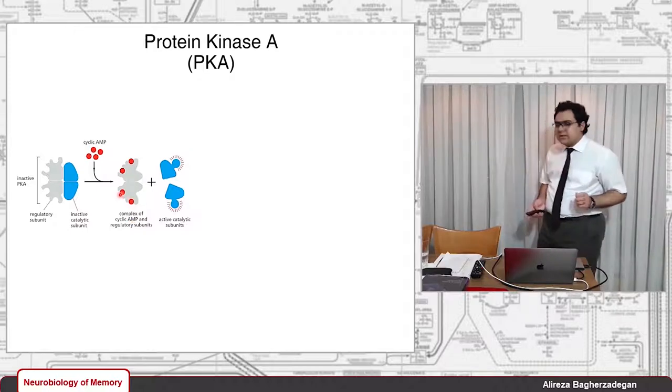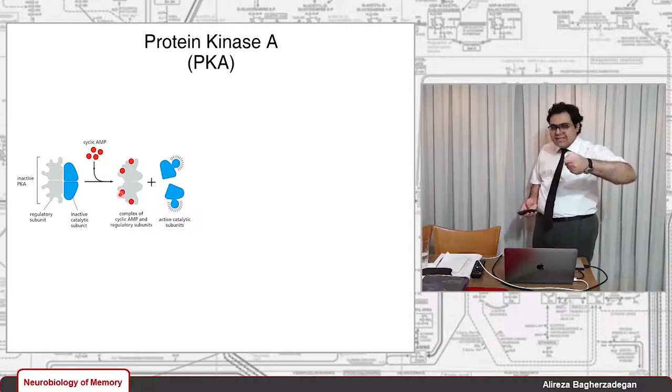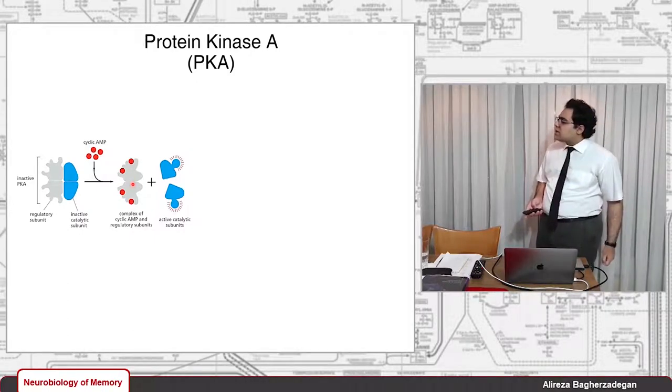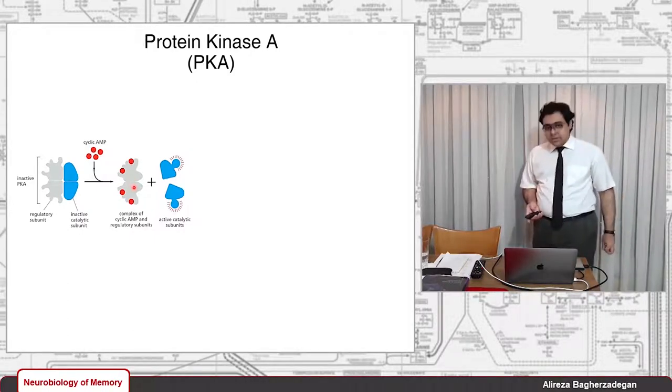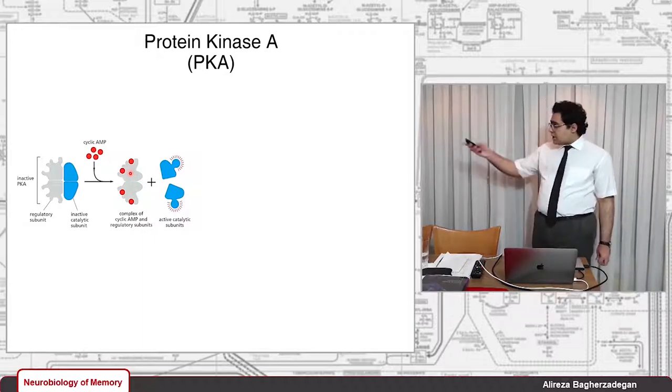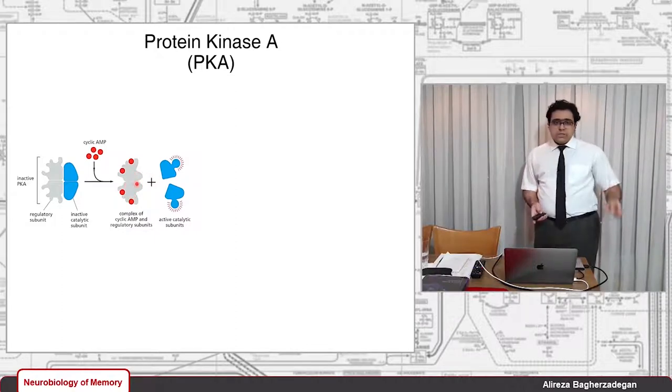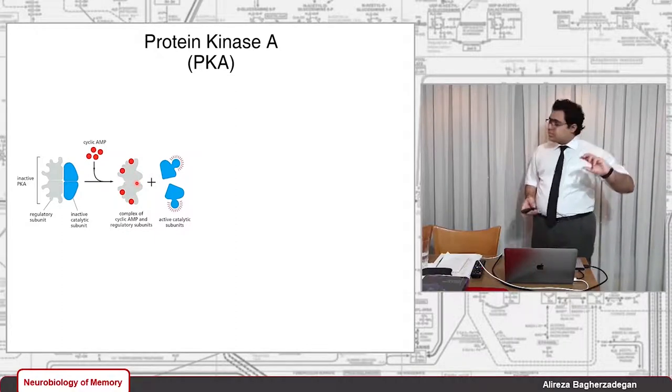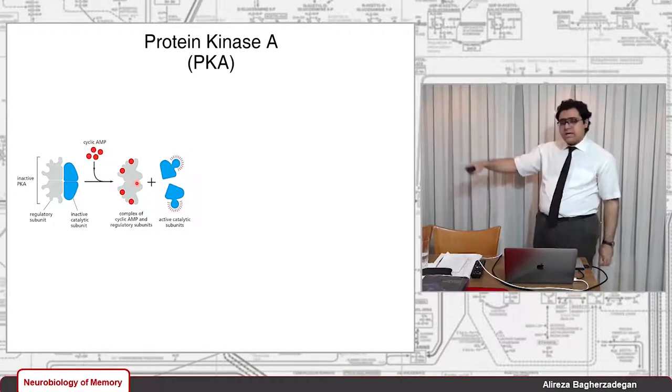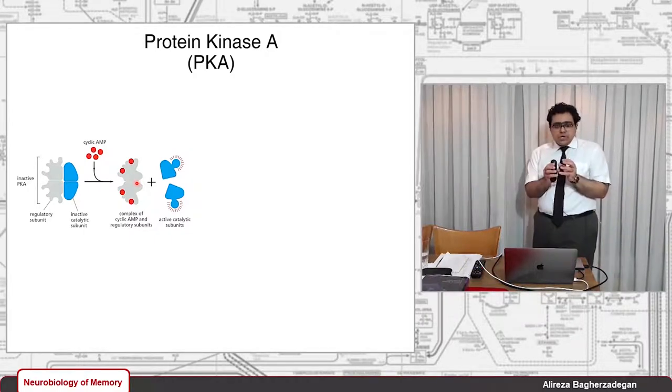So these cyclic AMPs, I told you, act as a key, and they cause a conformational change in the regulatory subunit. The cyclic AMPs cause a conformational change in the regulatory subunits.